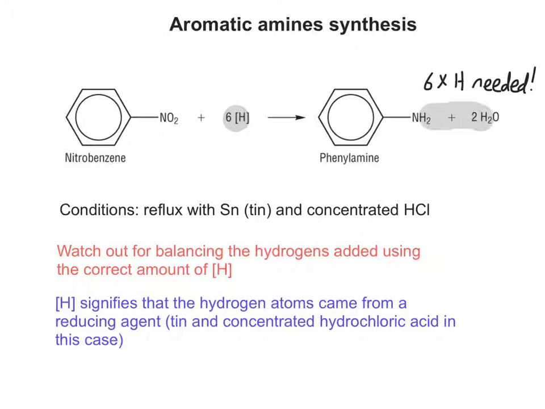Now the H in square brackets means hydrogen atoms that come from a reducing agent, in the same way that O in square brackets means oxygen atoms come from an oxidizing agent. So we use H to signify the use of a reducing agent. That reducing agent in this particular case is tin and concentrated hydrochloric acid.